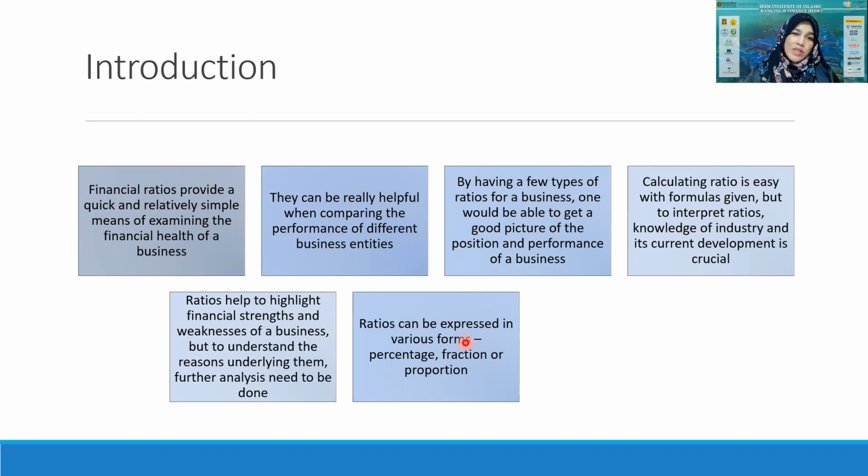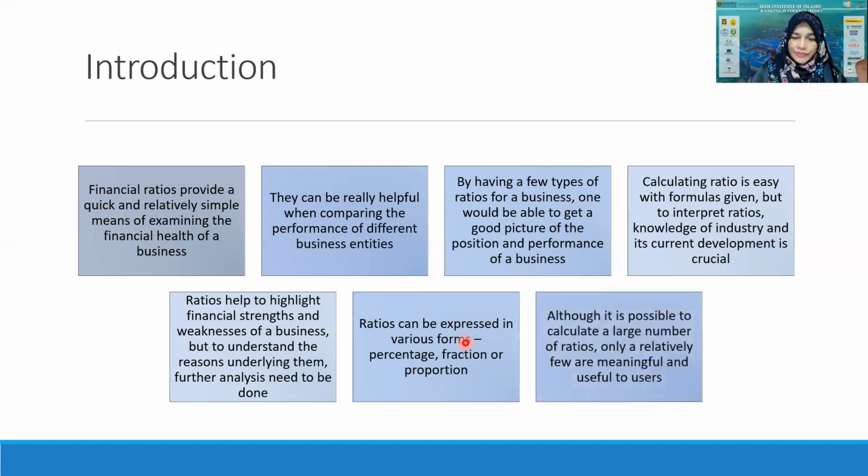the liquidity ratio is 2/1, or the liquidity ratio is 5/10. So that's fraction. Proportion means that it can be in this form: we can say that total asset is 2/1 asset, the total debt is 2/1. So that is proportion. We will see examples after this.